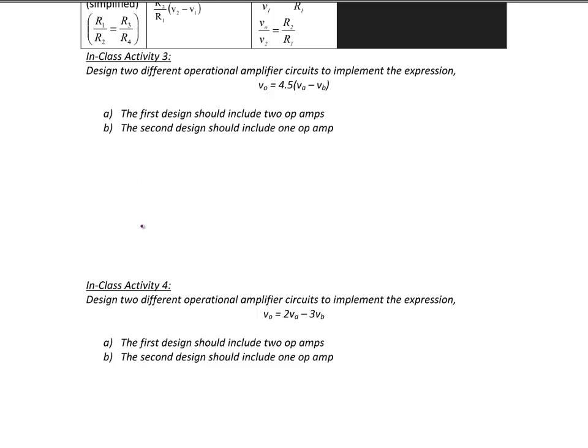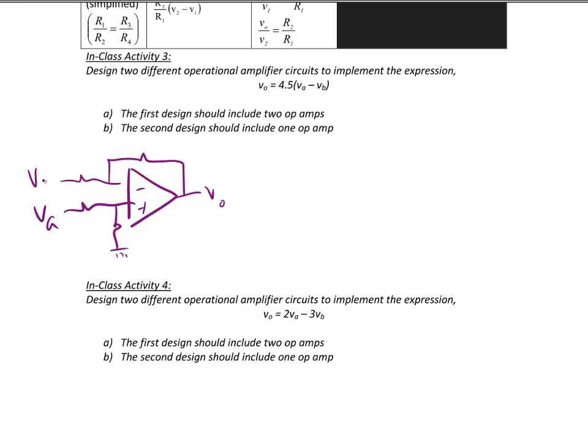So the first thing I'm going to do is to draw the difference amplifier, negative terminal and positive terminal, and I'm going to have the two inputs. So I'll draw the resistors for the two inputs. And here's VO. So if we have 4.5 times (VA minus VB), VA is positive, so that goes on the positive terminal. VB has a negative coefficient, so that goes on the negative terminal.